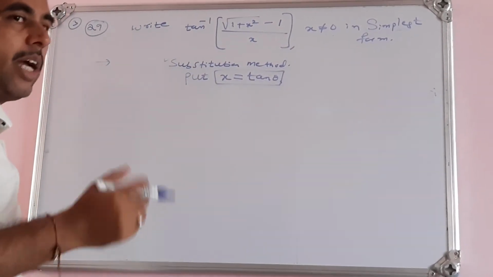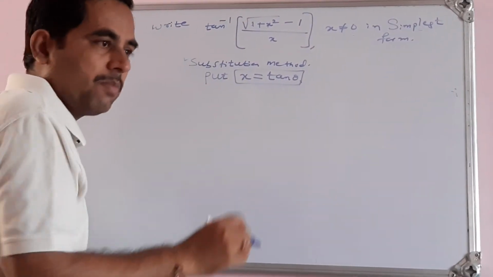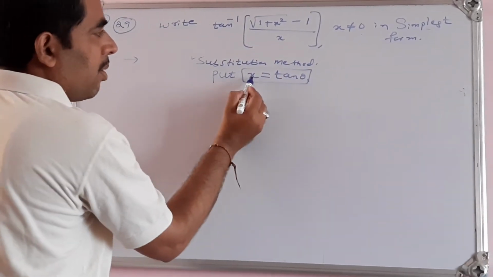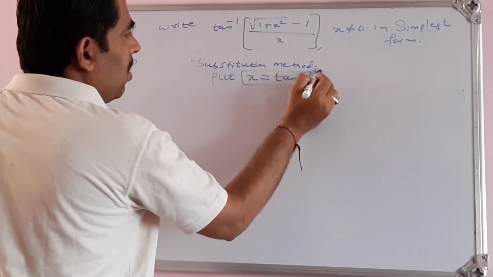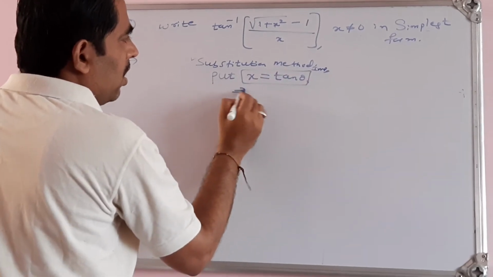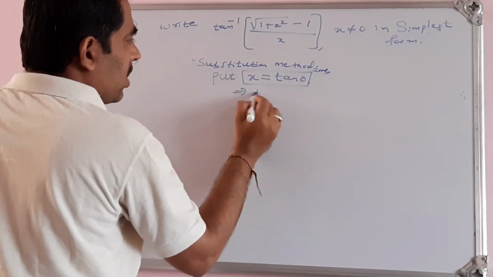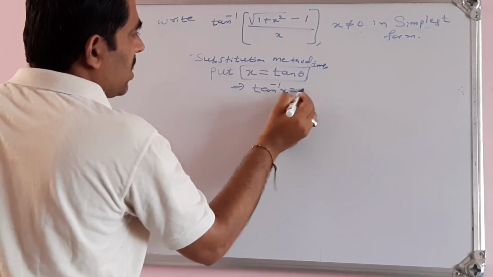So in simplifying, I will get 1 plus tan square theta. Then I can write that as secant square theta. So in this way the steps will follow here. So remember this, put x is equal to tan theta. This is the important substitution. Then if I solve for theta, you shift tan to the other side, I will get tan inverse x is equal to theta.